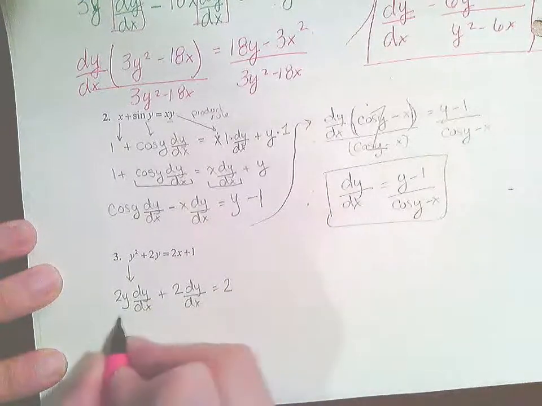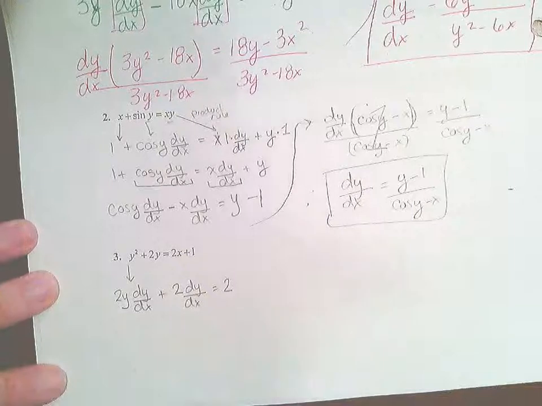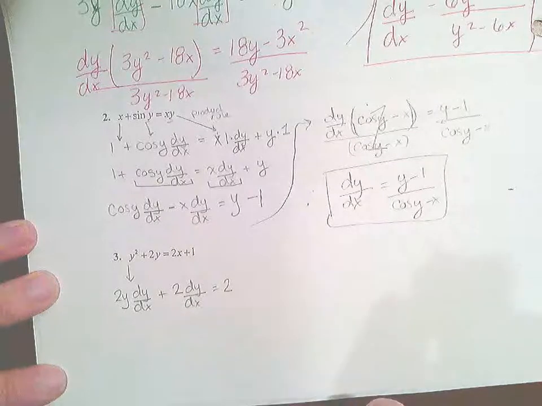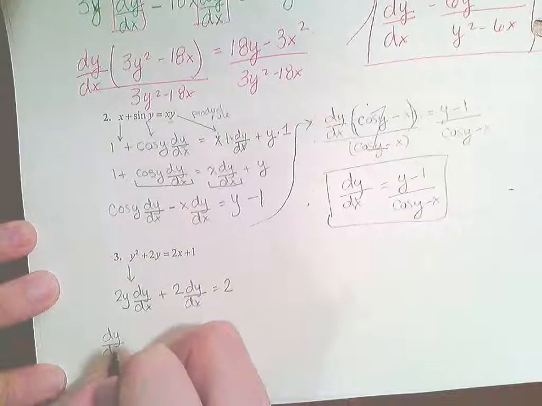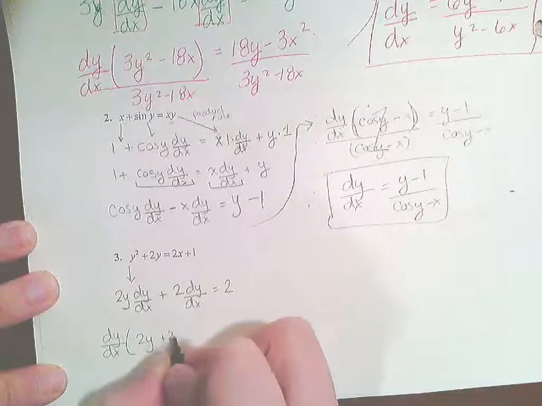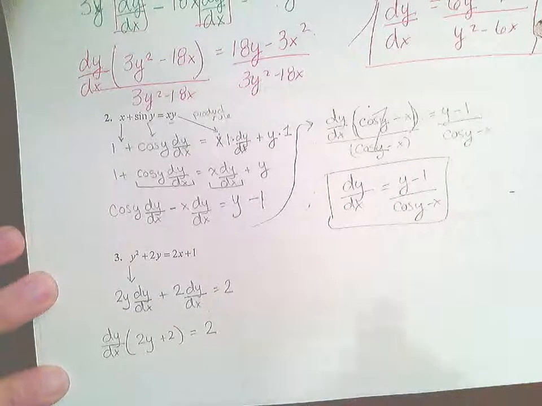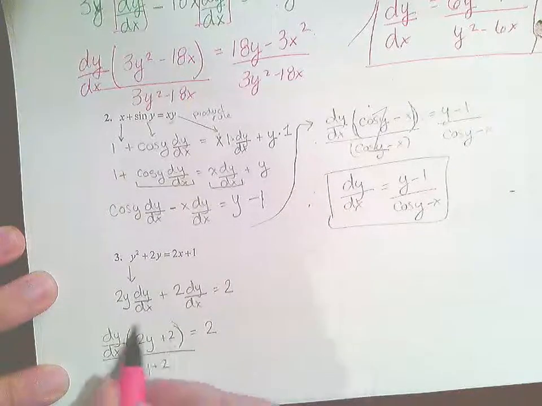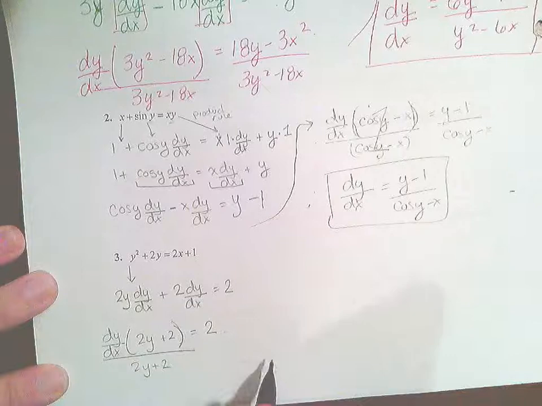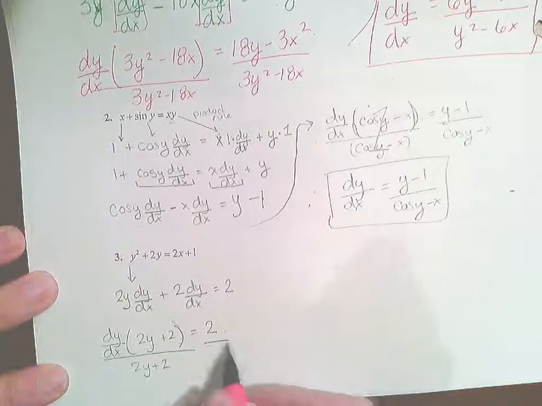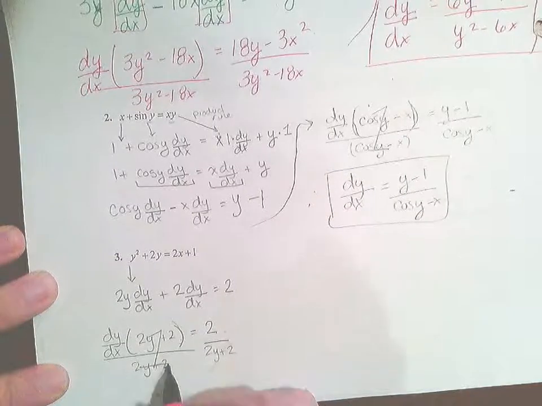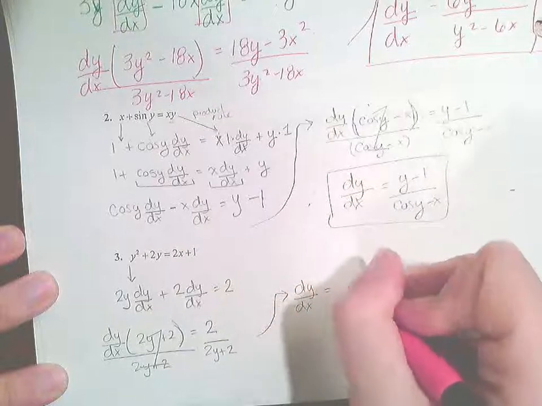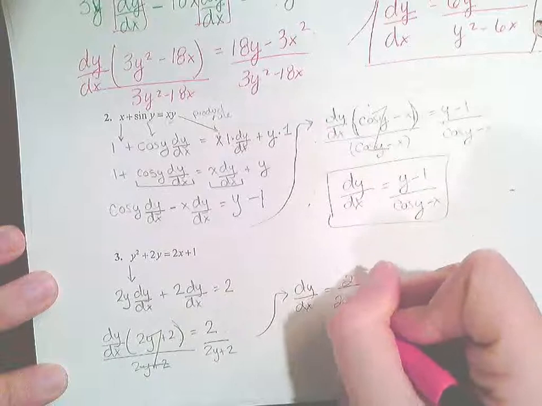So now the dy/dx's are already together on one side, so we don't have to put them on one side. We can skip step 2 and go on to step 3, which is factoring out a dy/dx. And we're left with (2y plus 2) dy/dx equals 2. And now we divide both sides by 2y plus 2. Remember, this is being multiplied by this whole thing, so you can't subtract 2 and divide. You have to divide by the whole entire thing because it is one term. So that is gone, and we're left with dy/dx equals 2 over (2y plus 2).